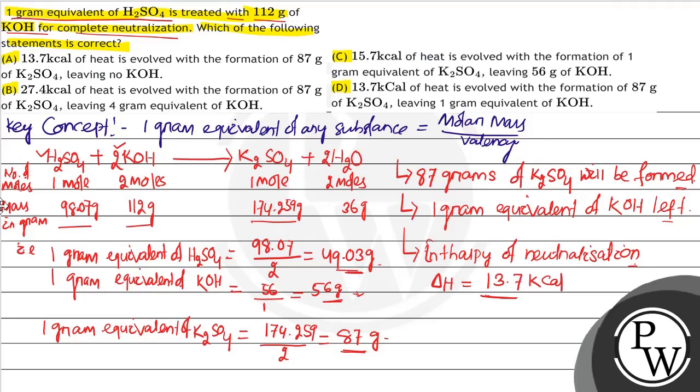So now we will go to the options. Let us see. Option D says that 13.7 kilocalorie of heat is involved with the formation of 87 gram of K2SO4, leaving 1 gram equivalent of KOH. So option D is the correct answer. Hence the correct option is D. I hope you understand it well.